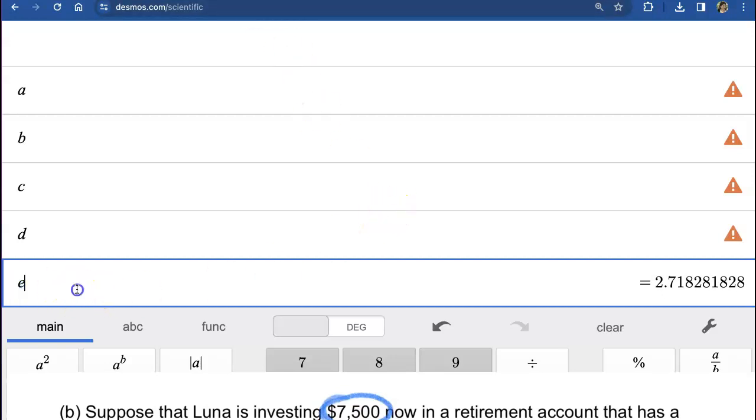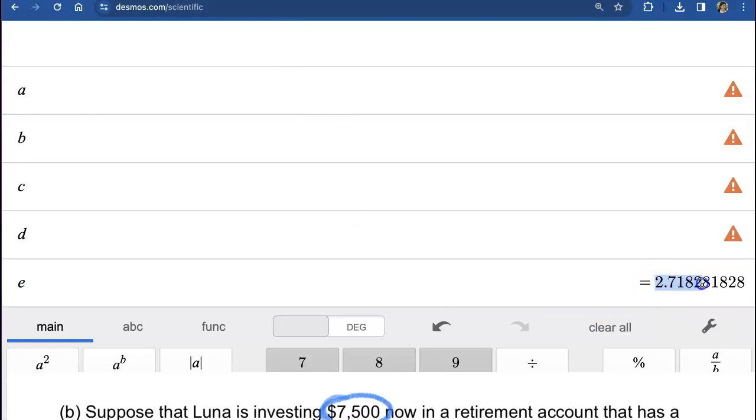E is called an Euler's number, and E is approximately 2.71828185. So this number right there, but it's too long. It's never ending. There's no pattern to it. So we're going to use the symbol E to represent it.